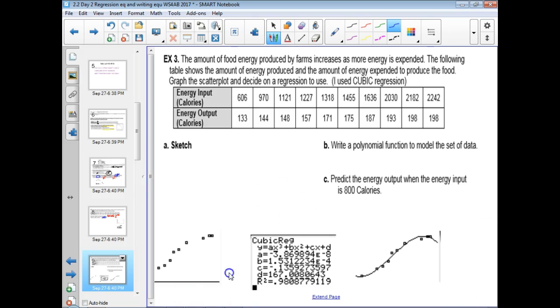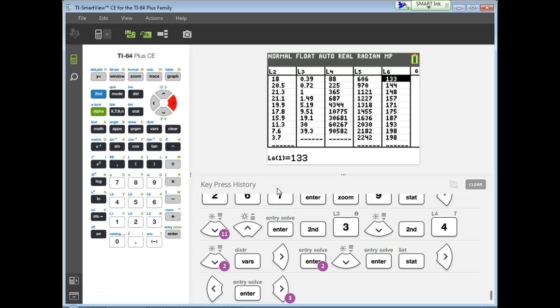Entering more data. I'm going to enter my data into list 5 and list 6. I need you to enter these into one of your X's and these into one of your Y's. You choose. Pause the video. So once your data is entered into 2 lists, mine are in list 5 and list 6, I do want to look at the scatter plot.